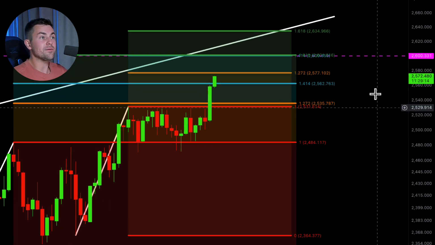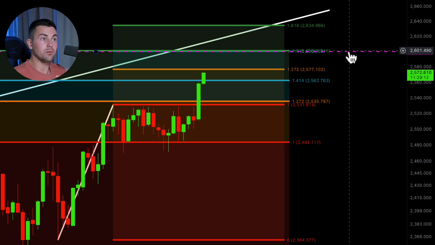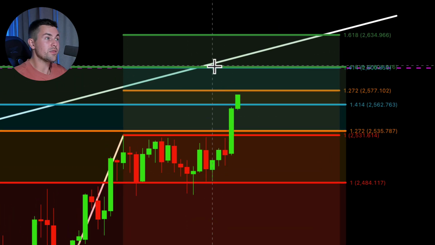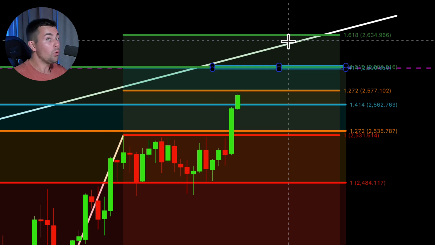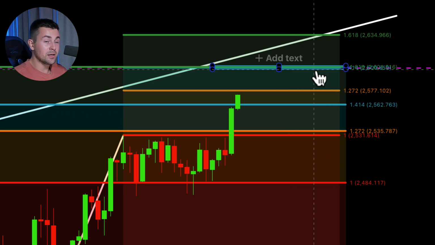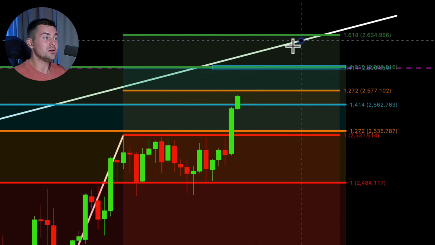And look what we have here. We have our psychological level 2600 level, and we have a very perfect confluence here with two Fibonacci extension levels. Also, we have our trend line. The trend line and this confluence level will give us a very perfect expanding liquidity zone.